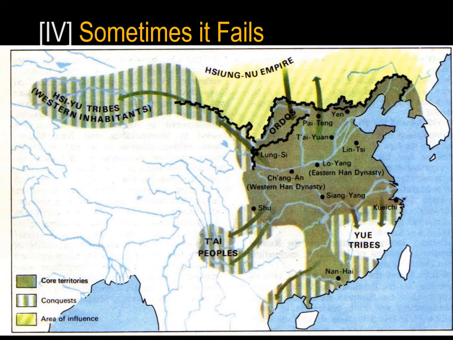Of course, periodically, China's broken up again. So maybe the balance of power does work in some way in China, but it only works sometimes, when whatever factors allow China to unify allow it to break apart.